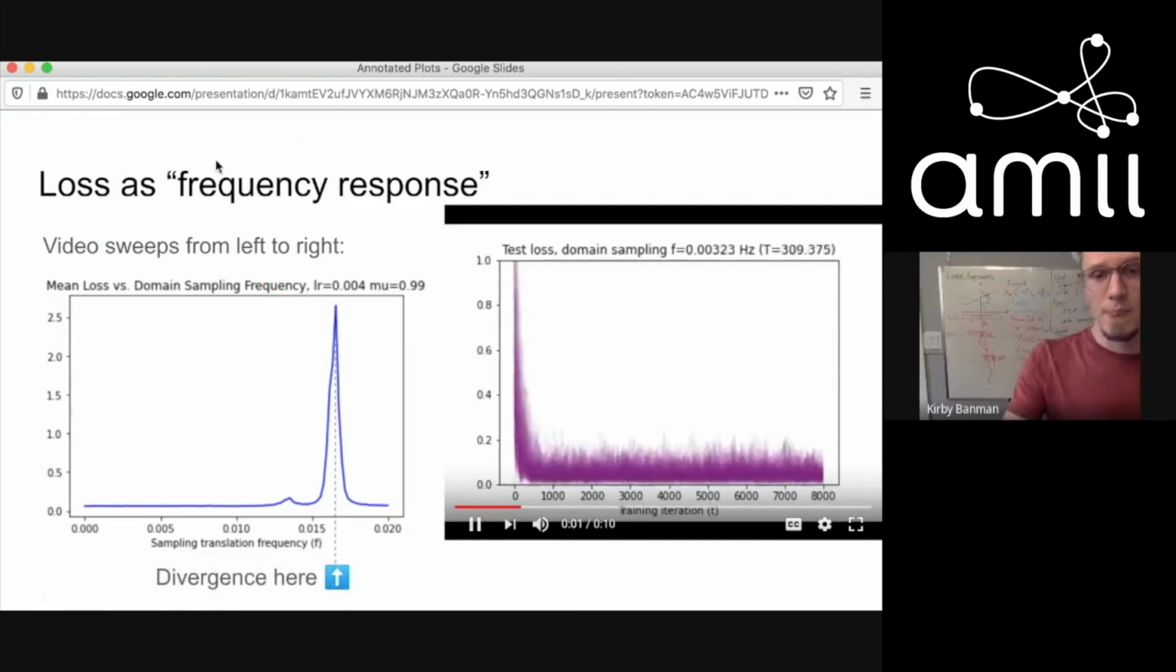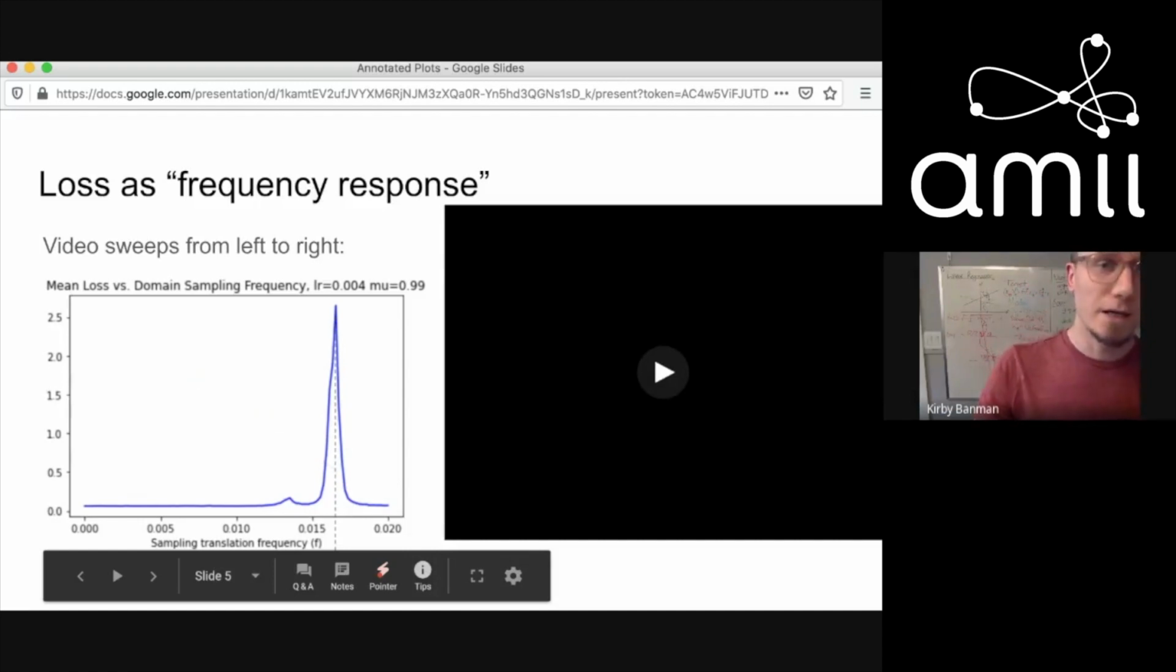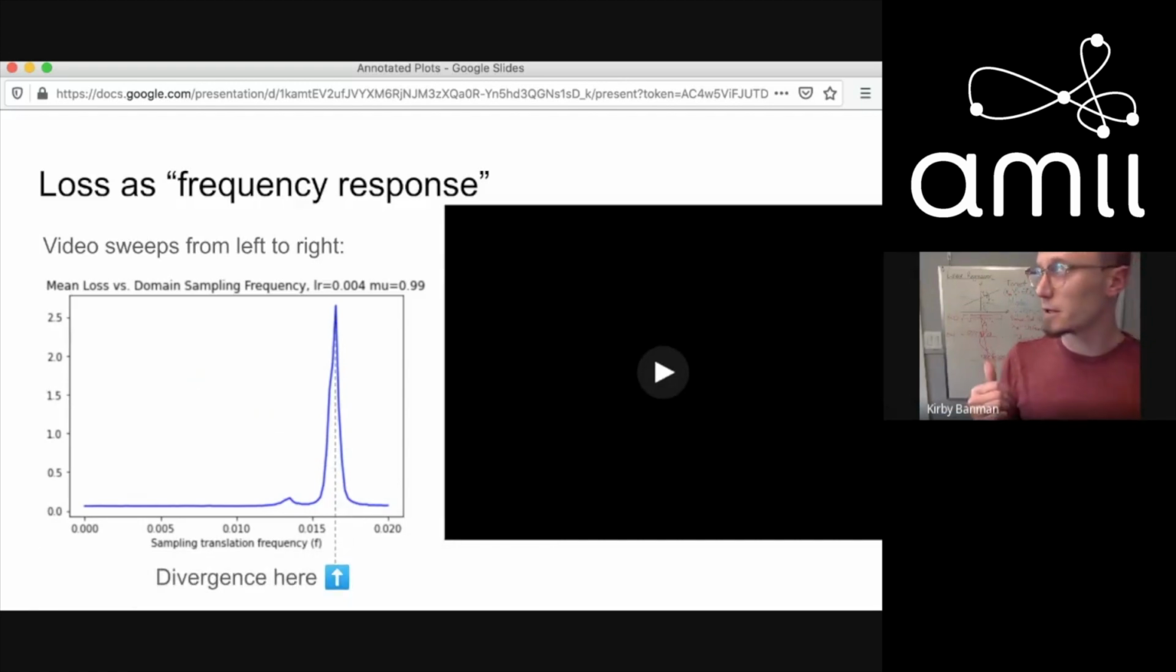So in the video, we're sweeping from left to right, and we eventually see a little bump in the loss and then a big spike in the loss. And again, just to be clear, this is a fixed learning rate, fixed momentum, fixed everything except the frequency. We're just changing the frequency.